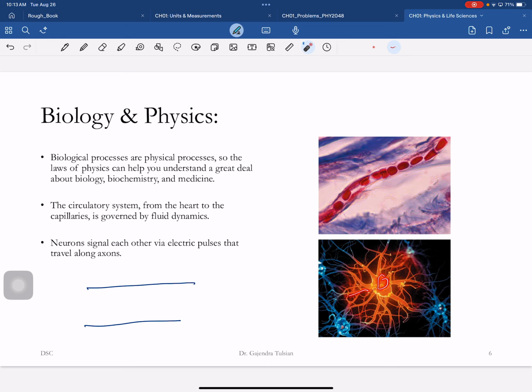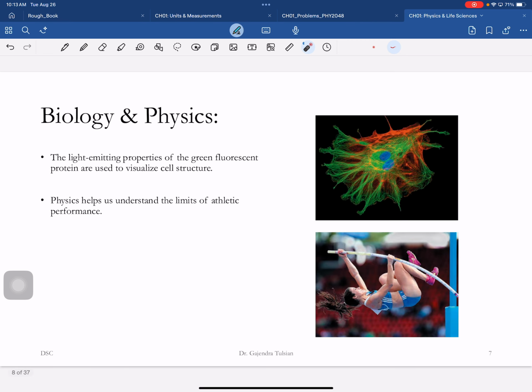So here are neurons, and they talk to each other via electrical pulses. All right, so here's an image that you might have seen, and we'll learn how this image is taken. We'll talk about green fluorescent proteins. Have you guys heard about these things? That's what's used to take these images.